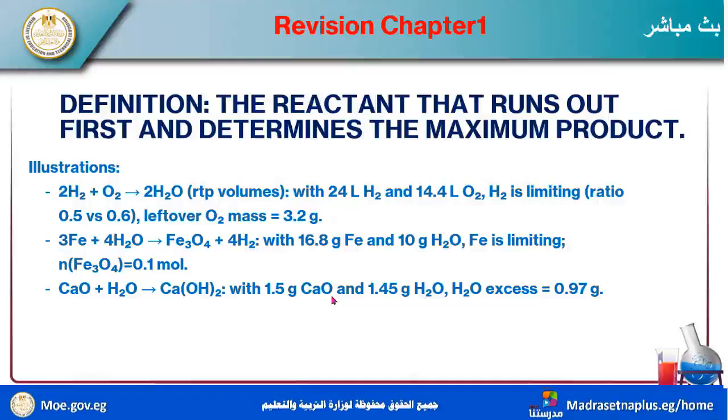Because you must know the ratio between Fe and oxygen according to 3 to 4, or less than this number. But we must know the least number, it is the limiting reactant. Okay, now we have CaO plus H2O produce Ca(OH)2.